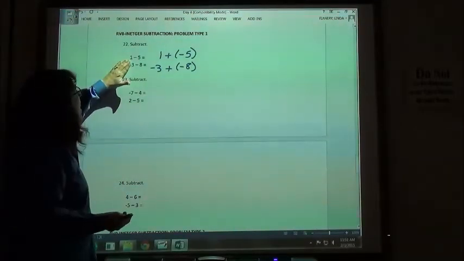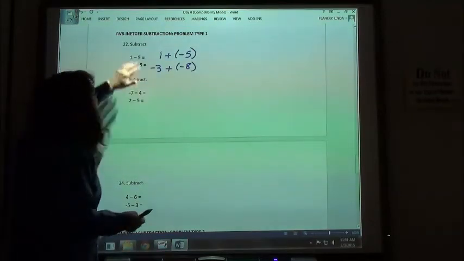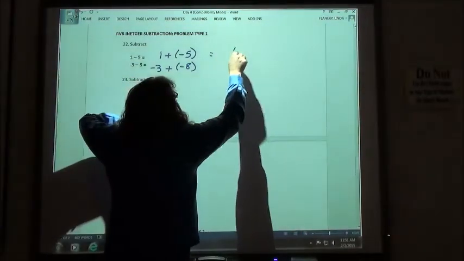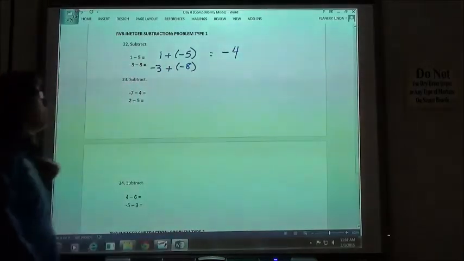So I have a positive 1 minus a 5. My signs are opposite. I'm going to subtract. 5 minus 1 is 4. I take the sign of the larger, so I get negative 4.